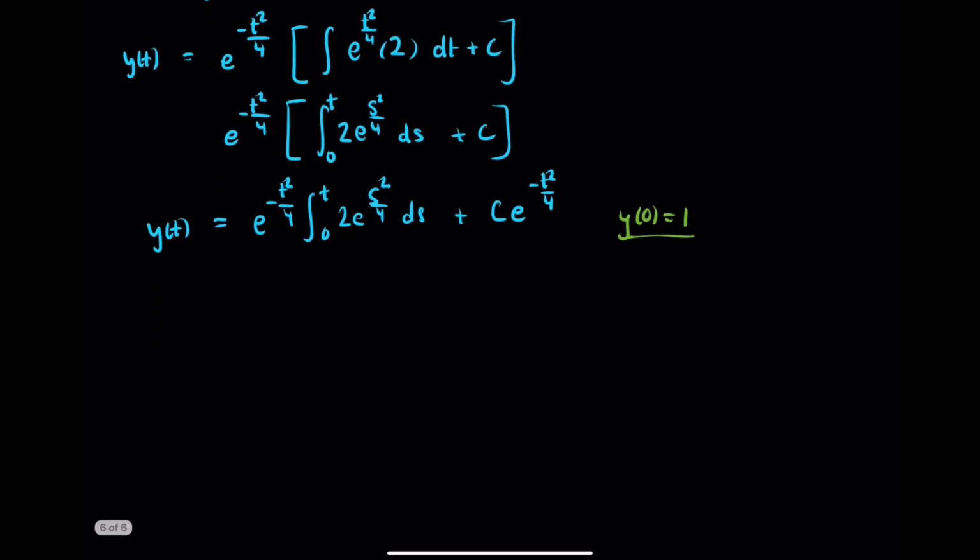So now we have to put this in. So 1 equals e to the 0 over 4, right? That's just this whole thing. e to the 0 is 1. And then t is this, right? t is 0.